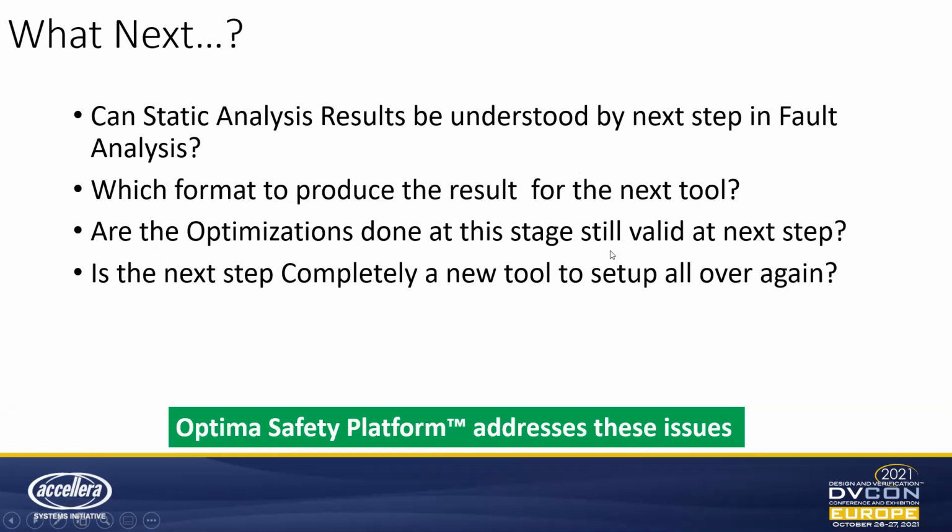Or are the optimizations done at this stage still valid at the next step, because you have analyzed using some other tool or your own way, right? And the relevant faults are only these. But for the next stage, can you carry the same optimizations or do you have to do it again? We don't know. Is the next step a completely new tool or a setup all over again? These are some of the issues that OSP, which is Optima Safety Platform, addresses moving forward.